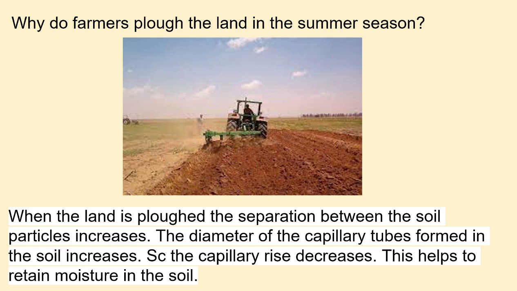The water can rise to the top surface of the ground, and it may escape due to evaporation. So to prevent this, usually the farmers plow the land. When the land is plowed, the separation between the soil particles increases, so the diameter of the capillary tubes formed in the soil also increases. So the capillary rise decreases. This helps to retain the moisture in the soil. So this is the reason why the farmers plow the land during the summer season.